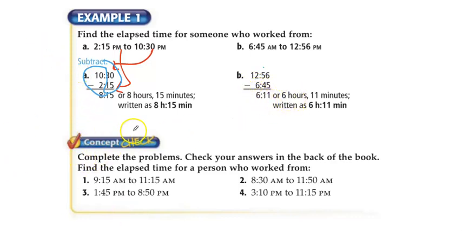Along the side, you have room here to write each problem. So if I'm going to write number 1, I would write 11:15, subtract 9:15. 15 minus 15 is 0. 11 minus 9 is 2. So my answer for this one would be 2 hours.